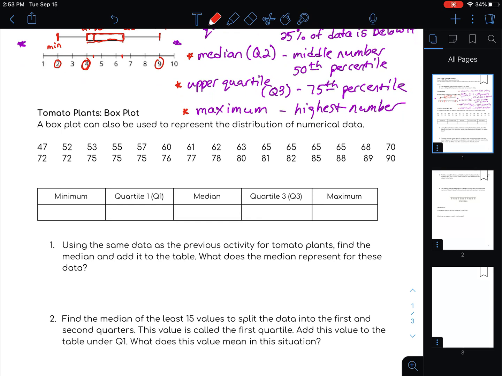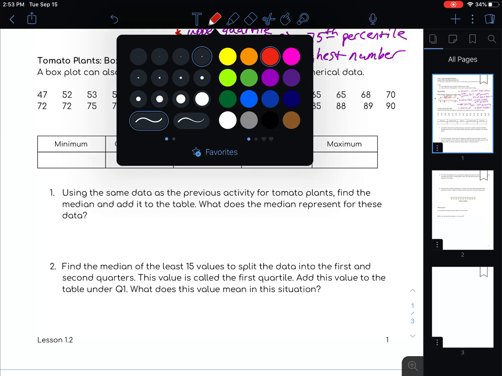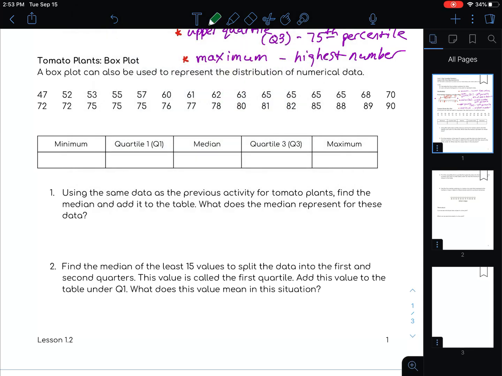So we're going to go back to our data with the tomato plants. Recall that yesterday we were using this data and making a dot plot and a histogram related to the distribution of this data, how it's spread out and seen. So we're going to look here at finding the 5-number summary. We're just going to go through the list of numbers here and take it piece by piece.